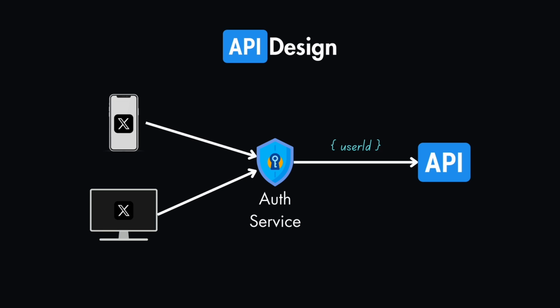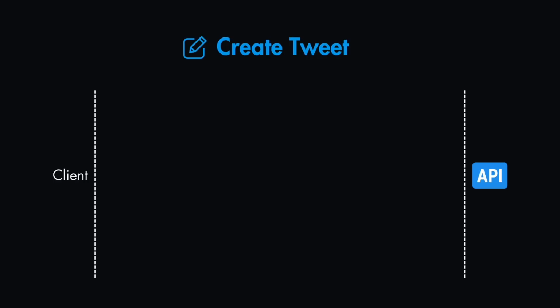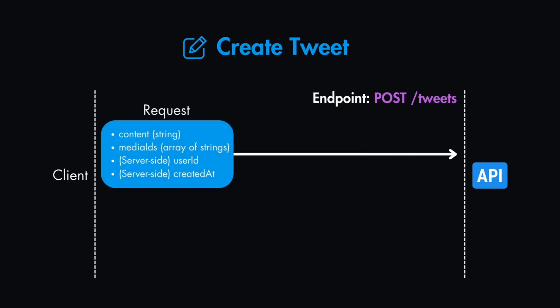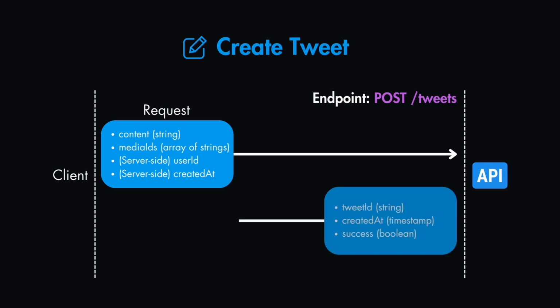So we can start sketching our core endpoints, and the first one will be for creating tweets. This will be a POST request to /tweets, and in the request we will have the content, which is the string text of the tweet. It will contain media IDs, which is an array of media IDs for images and videos. And from the server side, we will obtain the user ID, which is received from the authentication service. And we'll also receive the createdAt or some sort of timestamp, which is set by the server at the time of the creation. And in case of a successful response, we will include the ID of this created tweet.